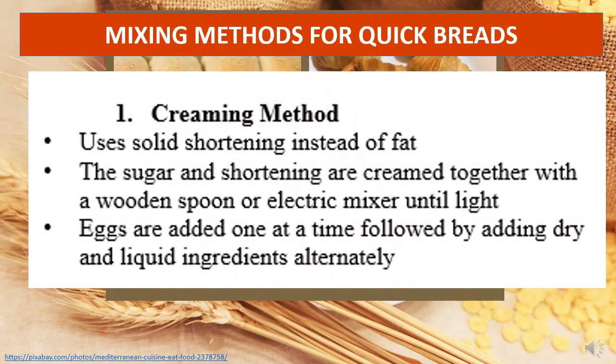Here are the mixing methods for quick bread. First is the creaming method. It uses solid shortening instead of oil. The sugar and the shortening are creamed together with a wooden spoon or electric mixer until light. Eggs are added one at a time, followed by adding dry and liquid ingredients alternately.